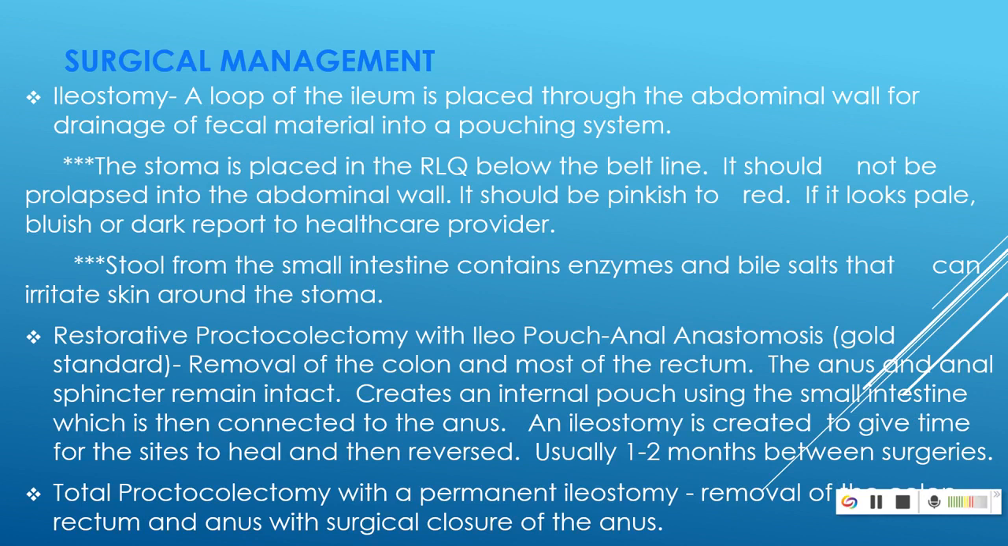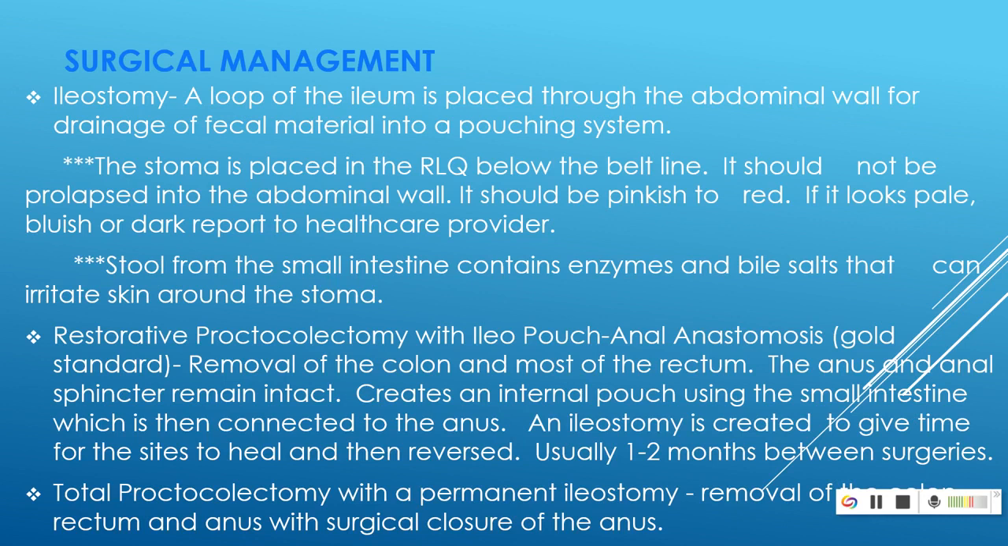So basically you're doing a bypass of the GI tract. You're going from the small intestine straight to the anus. We're bypassing the colon. They're taking that out. So an ileostomy is created to give time for these sites to heal up, and then it can be reversed. Usually it's about 1 to 2 months between the surgeries.